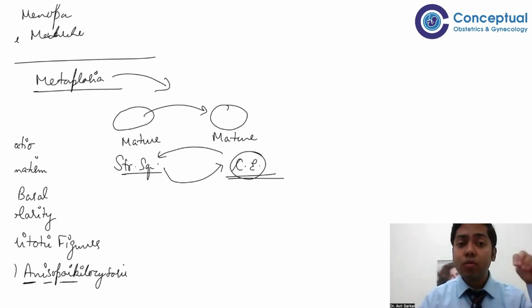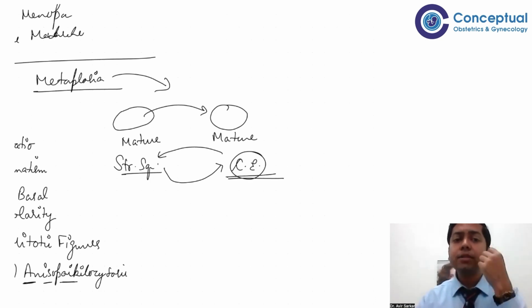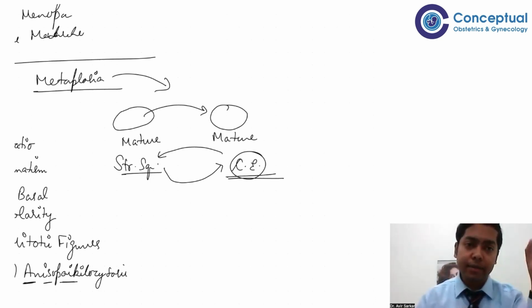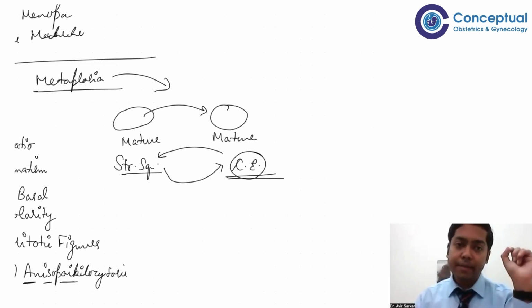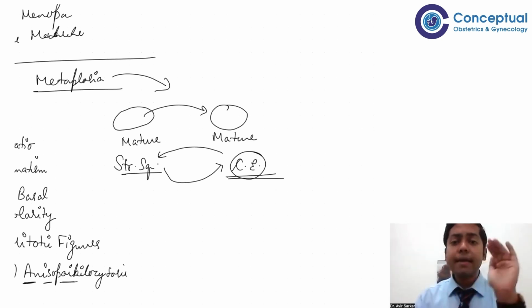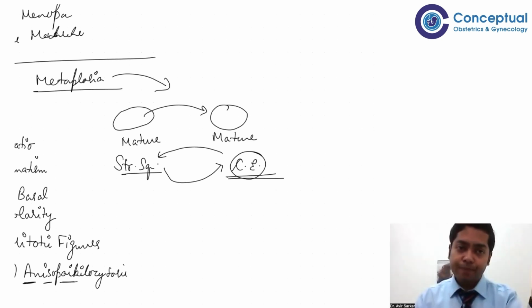Metaplasia is not cancer, mind you. Metaplasia is not at all cancer. It is just the transformation of one type of cell lineage to the other type of cell lineage. Okay, so it is very clear to all of you. So this is all about metaplasia. Metaplasia is very much different from dysplasia. While dysplasia is something which is dangerous, not good and not expected, metaplasia is expected at certain points of time.